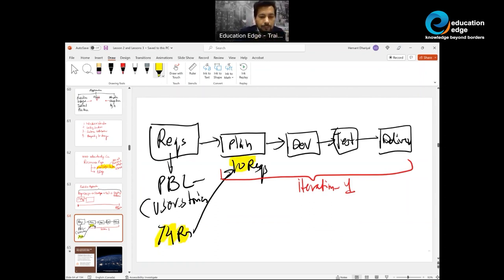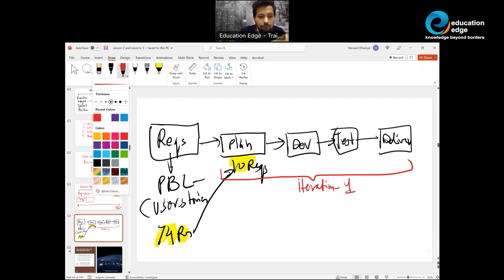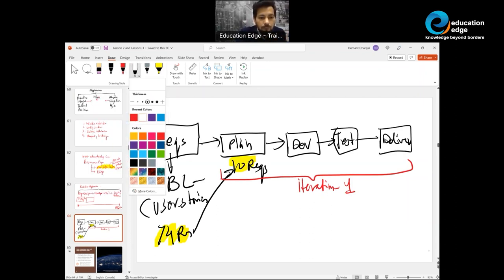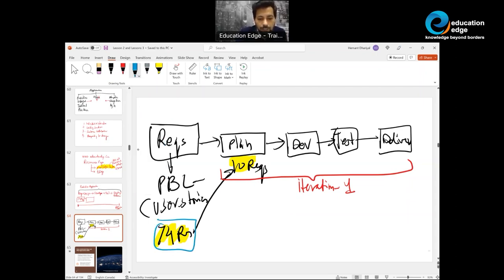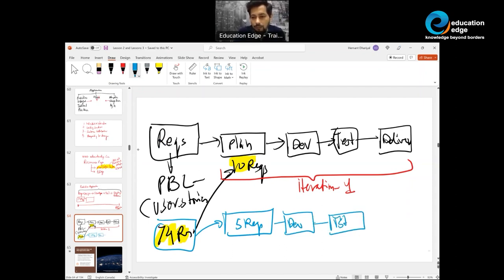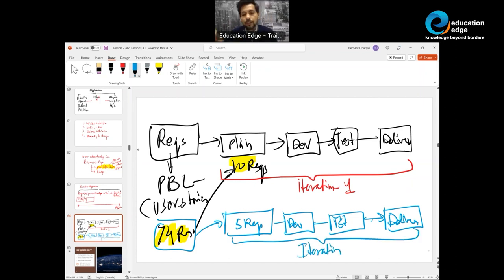Now, out of the 74 requirements, you only delivered 10. So now you take a look at these 74 requirements, and from there, you again plan. This time you may plan for another 5 requirements, which are critical and highly prioritized. You may develop them again, you may test them, and you may deliver them again and have some kind of a retrospective. Now you've delivered 15 requirements, and this could be called iteration number two, and you will continue moving in this manner.